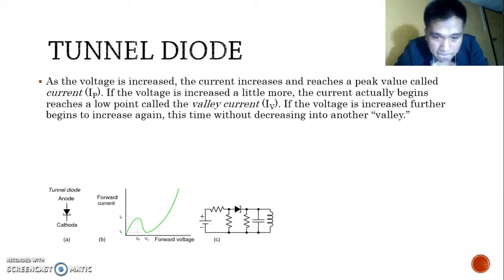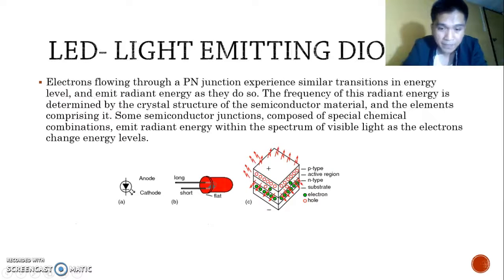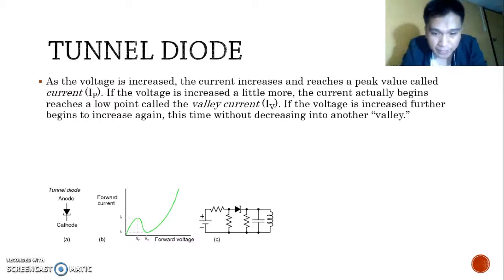So, this is the schematic symbol. The forward voltages necessary to drive a tunnel diode to its peak and valley currents are known as peak voltage, or VP, and valley voltage, VV, respectively. The region on the graph where the current is decreasing while applied voltage is increasing, between VP and VV on the horizontal scale, is known as the region of negative resistance.